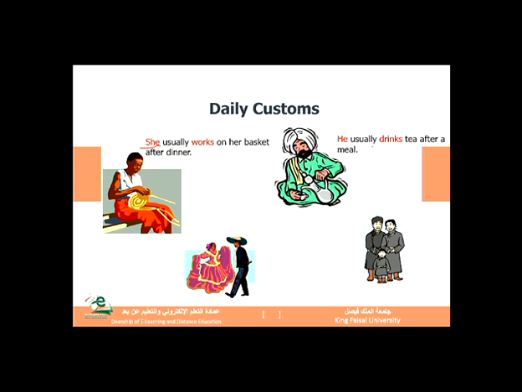So, he usually drinks tea after a meal. لاحظوا بأن الجملة هنا في زمن present simple tense. كيف عرفنا؟ بأن لما نظرنا إلى موضوع الجملة وأصبح مفرد he, الفعل أضفنا له s. So, he usually drinks, أضفنا s, tea. After a meal.